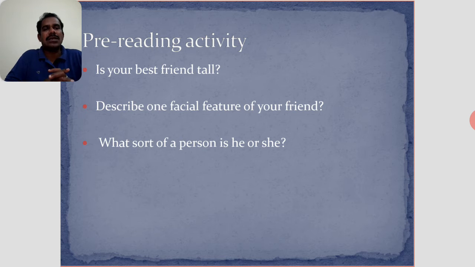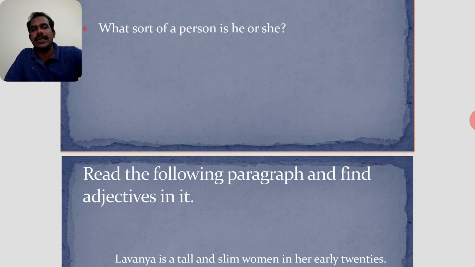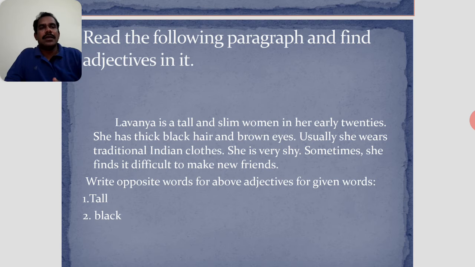What sort of person is he or she? She is lean, we sometimes express. She is fat, she is black, she is blue. That is how we remember a person, based on their features. With a person's features, we can remember. Here, I would like to read a paragraph, and you have to find the adjectives from that paragraph. It is a small paragraph.